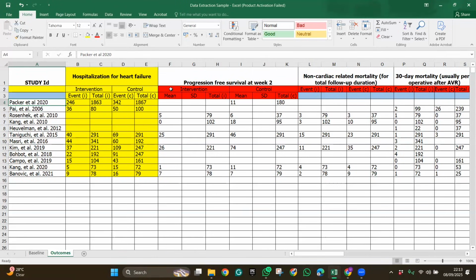But let's say the outcome is continuous, that is, it's reported in the form of mean and standard deviation. What you're going to do is make three columns: mean, SD, and total. You're going to write mean in the mean column, SD in the SD column, and total here.